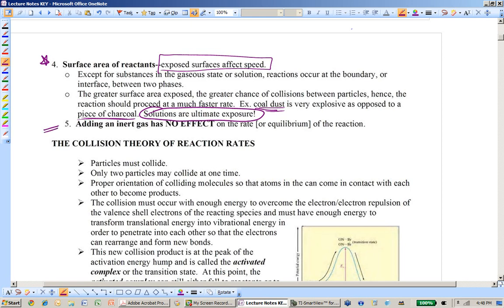And then this is a fave, just a fave of the AP exam. Don't fall for it. If you add an inert gas, there is no effect on the rate or equilibrium of the reaction. Why not? I know you people. Curious sorts, you. Why not?